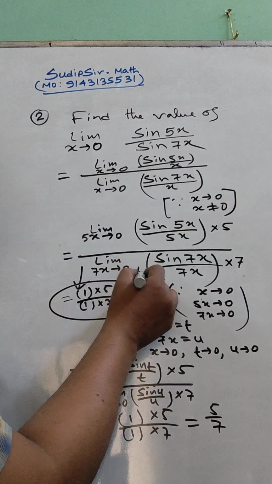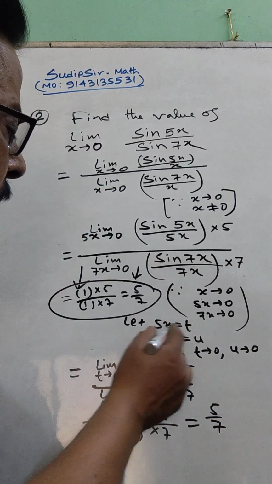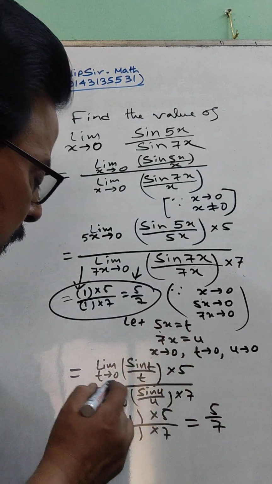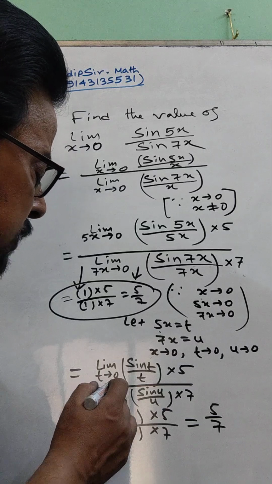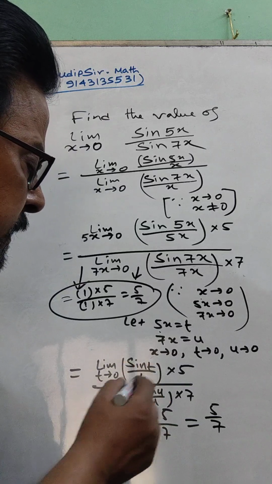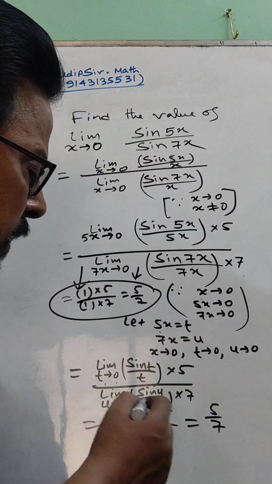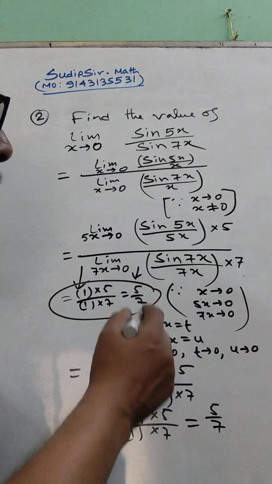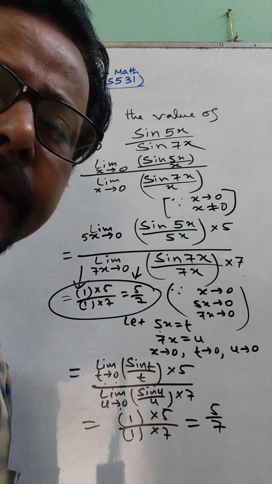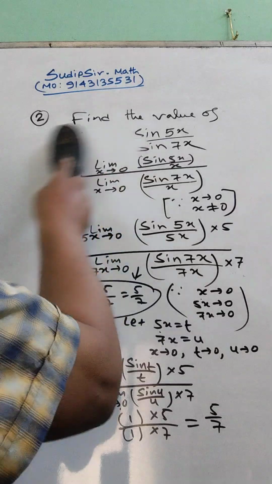Directly you can write this, but it will be better to understand if it is t, that is limit t tends to 0, sin t by t, this is 1, u tends to 0, sin u by u equal to 1, that's why it will be 5 by 7. Okay. Another example.